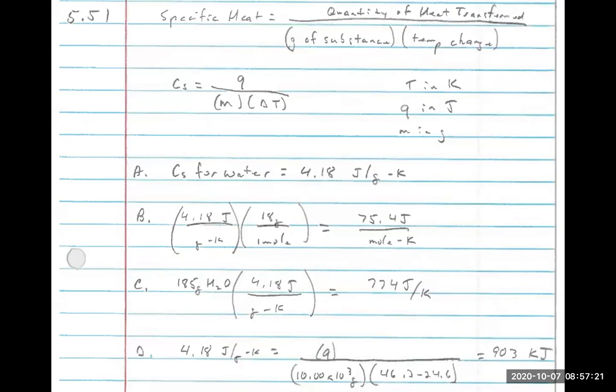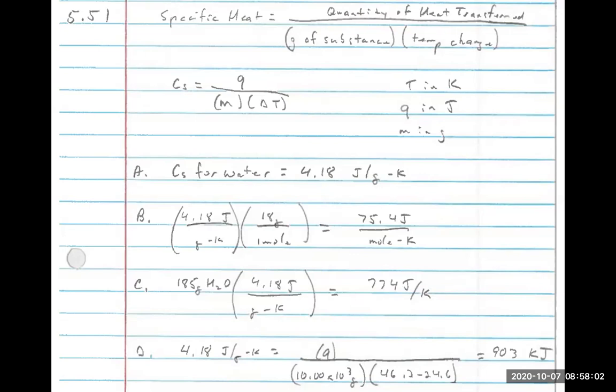And so, just to remember, when we talk about specific heat, it's the quantity of heat transferred divided by the grams of substance divided by temperature change. And so that's where we get our C_s is Q over M delta T. T is usually Kelvin, Q is almost always joules, M is usually grams. The temperature can be in Kelvin or C. The value for water is 4.18. That's something you would just look up in a table.